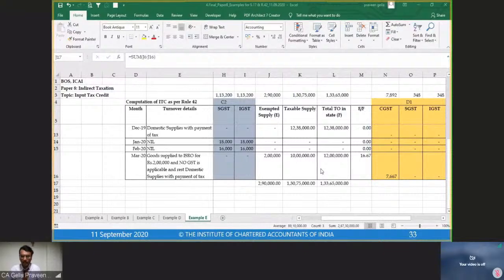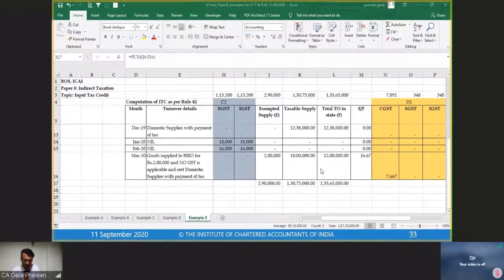Now, my total turnover, 2,90,000, divided by L. I got a percentage. So I'm just copying that formula here. Look here. For the total, whatever credit is there, I'll just show you the formula. My total CGST for the year is 89,400. On that, I have calculated my percentage, 2.17%. How much I got? 1,940.